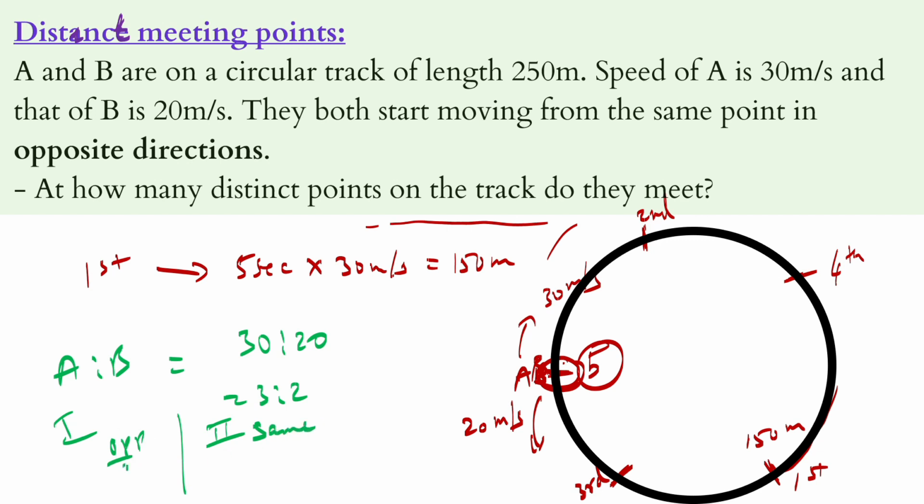Now in opposite direction, as we know, we have to add the speeds, right? So 3 plus 2 is 5. We got this 5 and this 5 here, these two are the same. And in the same direction, what must we do? We must subtract, 3 minus 2, that is 1. So if A and B had traveled in the same direction, they would have met at only one distinct point, whereas A and B now traveled in opposite directions. So the total distinct points are 5, right? So instead of calculating like this, we can simply take the ratios and add in case of opposite direction, and subtract in case of same direction.